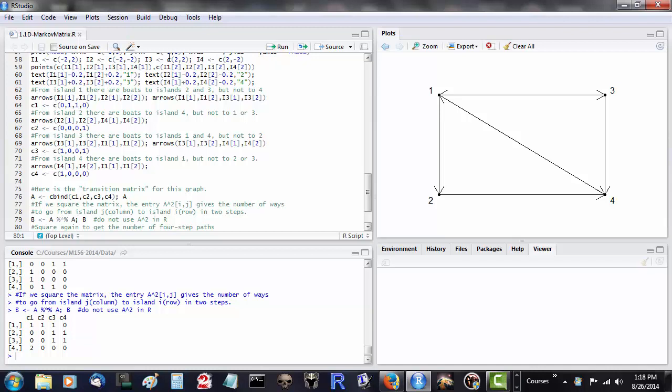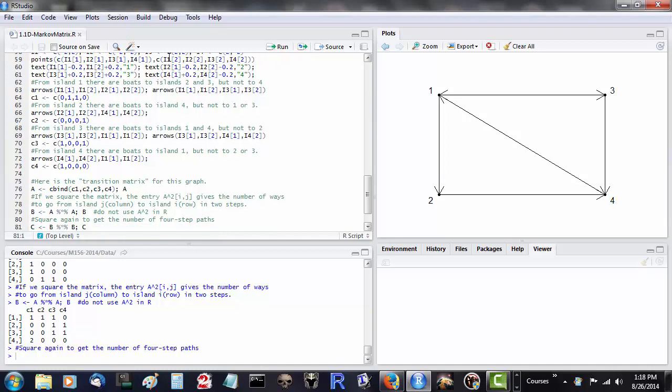In this case, it's fairly easy to check. Let's look at the first column. Starting from island 1, we can go to island 3 and then straight back to island 1. So there's one two-path route from 1 to 1. If we want to go from island 1 to island 4, there are two routes. We can go from 1 to 3 to 4, or we can go from 1 to 2 to 4, and matrix multiplication has got that correct. There's a 2 in column 1, row 4.